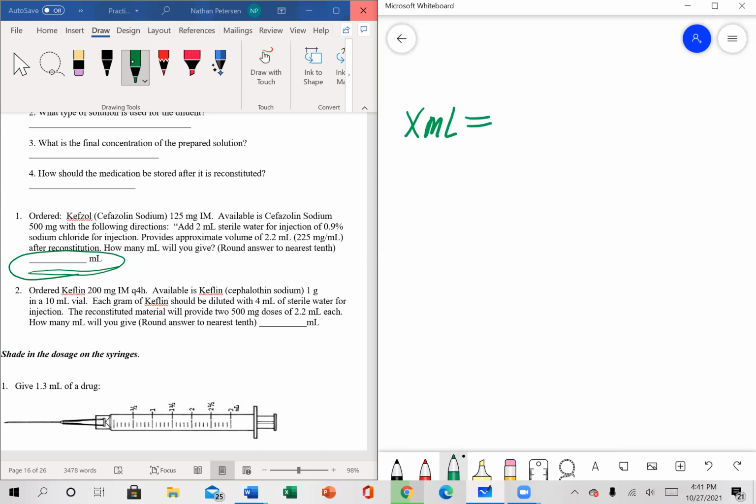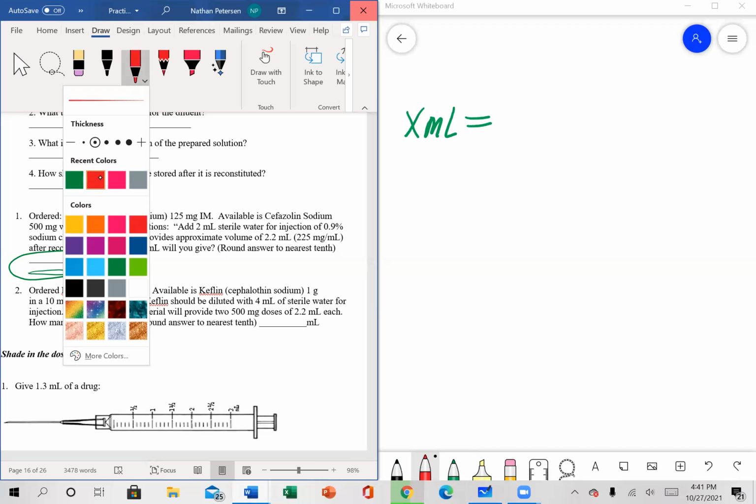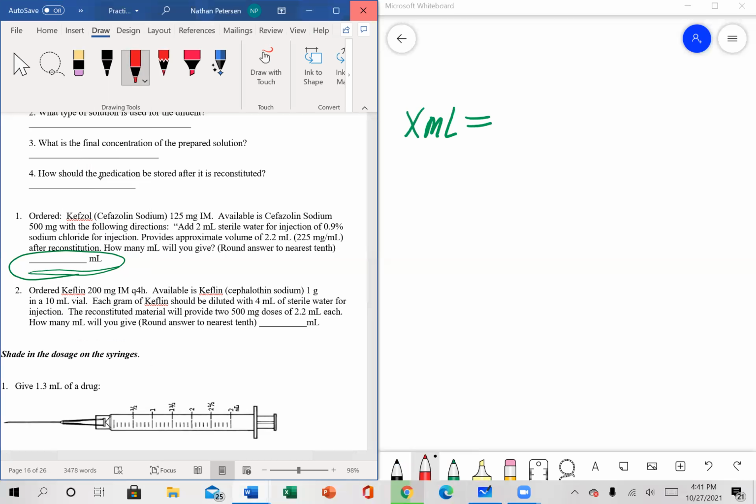So what do I need to figure out how many mils I'm going to give my patient? First thing is we start with what we have. So what do we have on hand? Again, we're ignoring the ordered part for right now. What I have available, we'll go red, is the second thing I'm looking for because I'm going to use what I know and then we'll convert over to what I don't know. So I know that I have available my cefazolin sodium 500 milligrams.